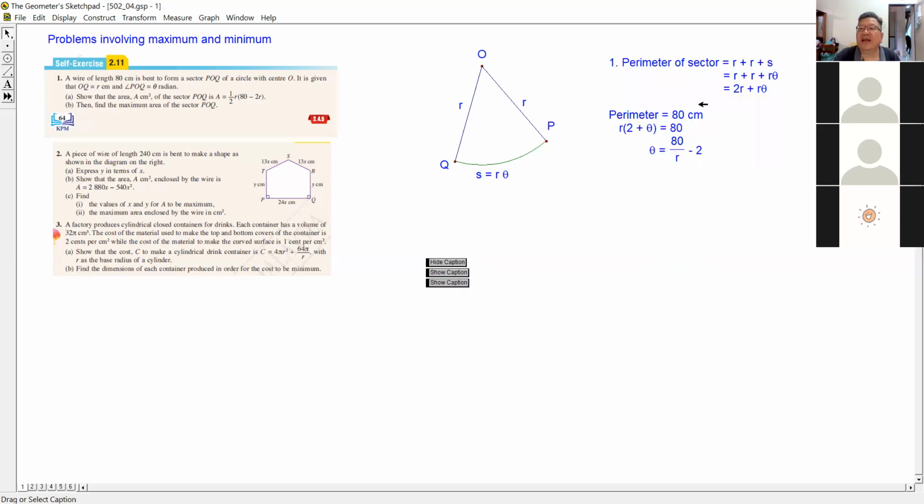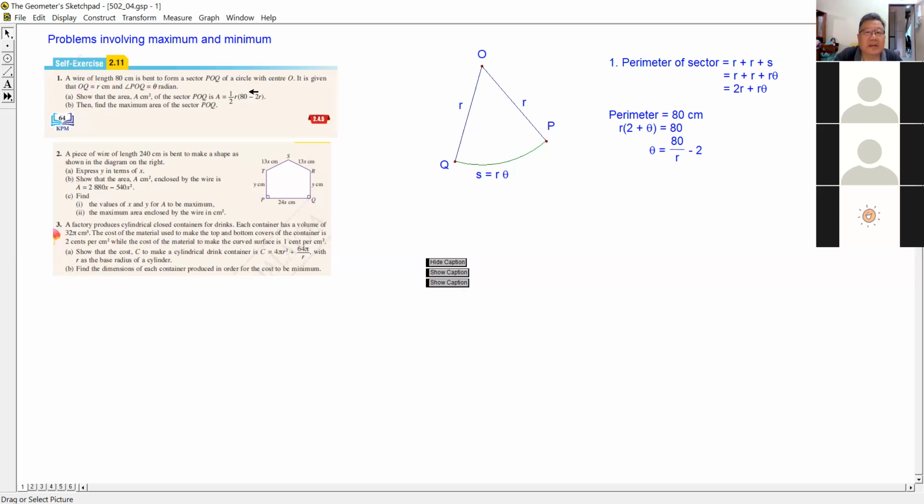So we start by saying the perimeter of the sector is R plus R plus S. This one is R, R, and S. We add the length of these three lines together, so we end up having 2R plus R theta. Again, when we use this formula, you must remember theta is in radian. It is given to us that the perimeter of this sector is 80. So the expression that we have found is equal to 80.